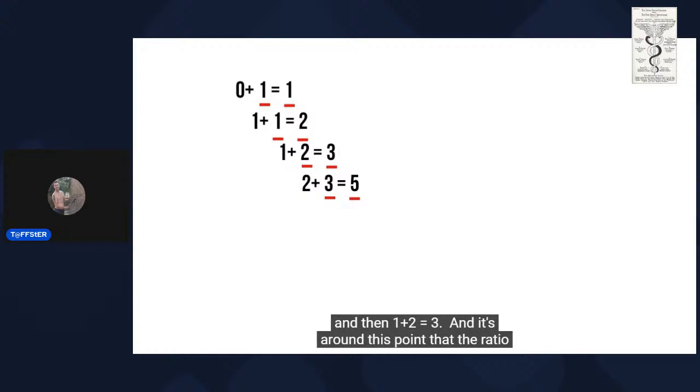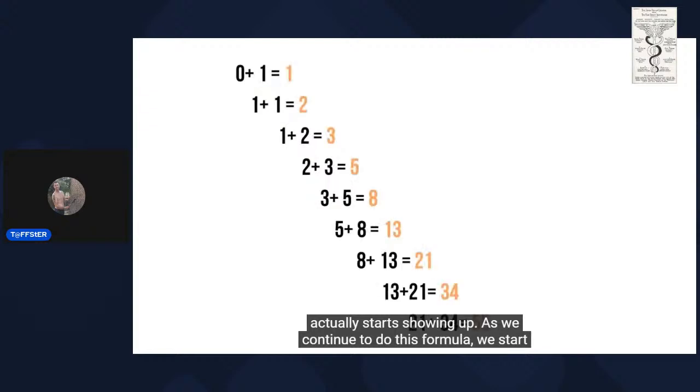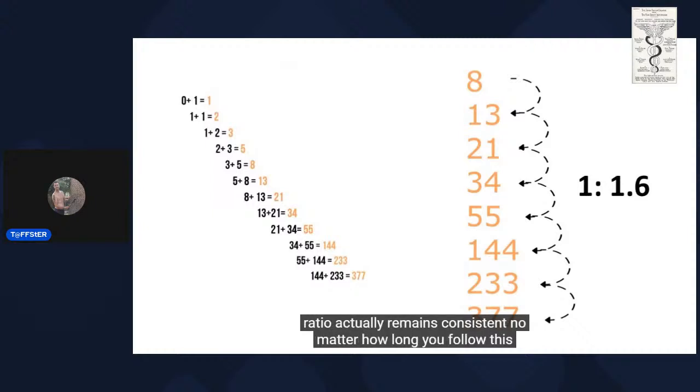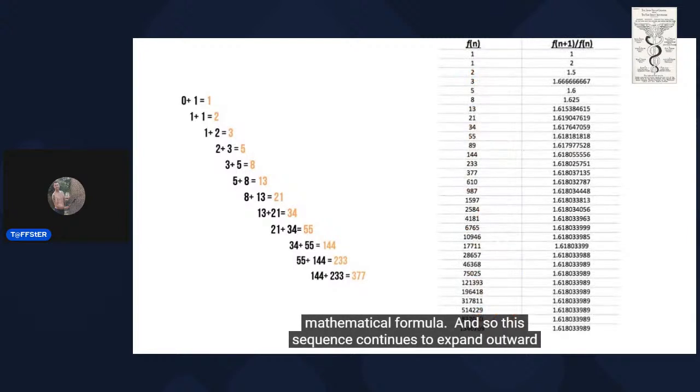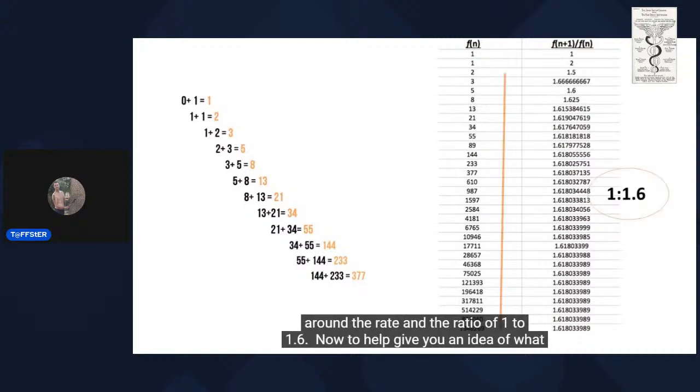And it's around this point that the ratio actually starts showing up. And as we continue to do this formula, we start arriving at a set of numbers. So 2, 3, 5, 8. And you see what we're doing? We're adding the sum of the equation to the last number in the equation, and we arrive at this sequence of numbers. And it's interesting that this sequence and ratio actually remains consistent no matter how long you follow this mathematical formula. And so this sequence continues to expand outward around the rate and the ratio of 1 to 1.6.